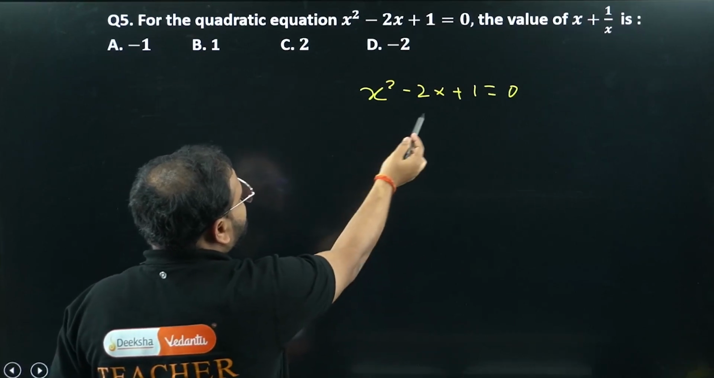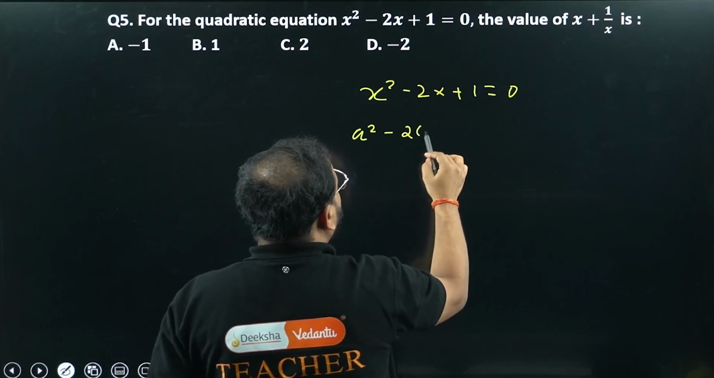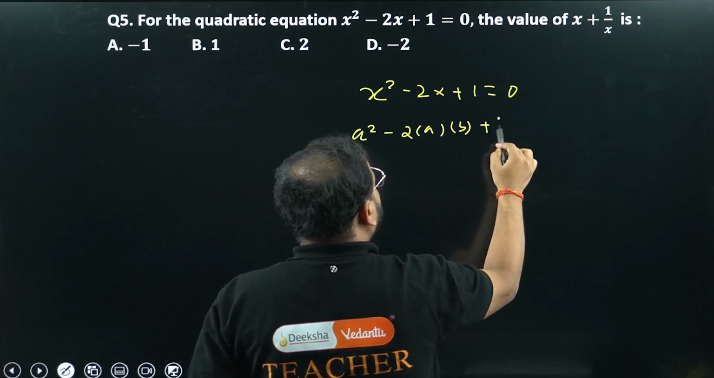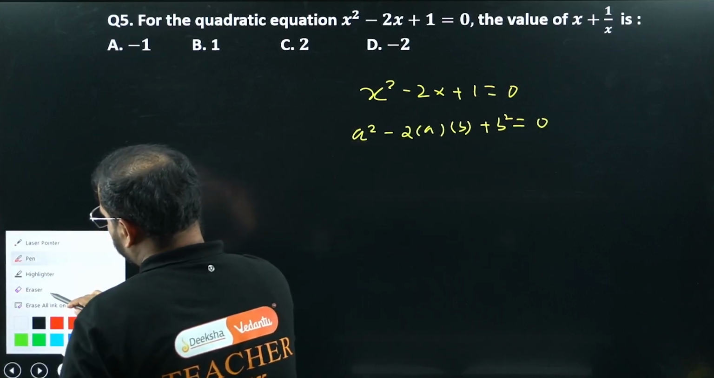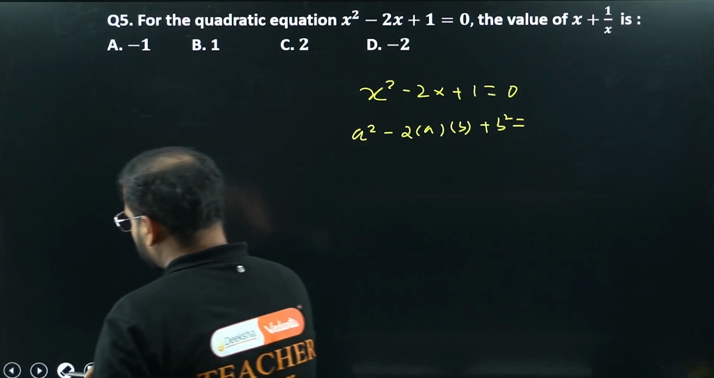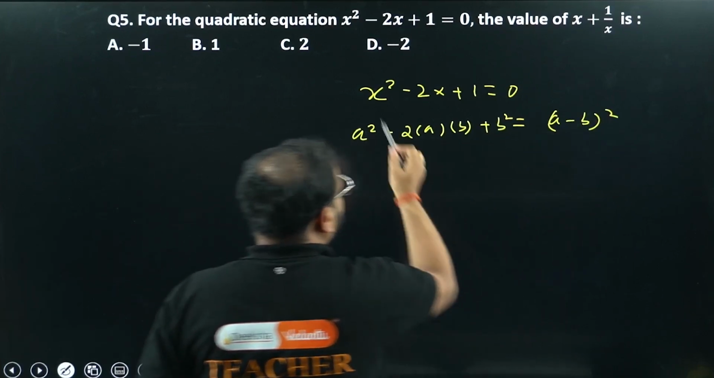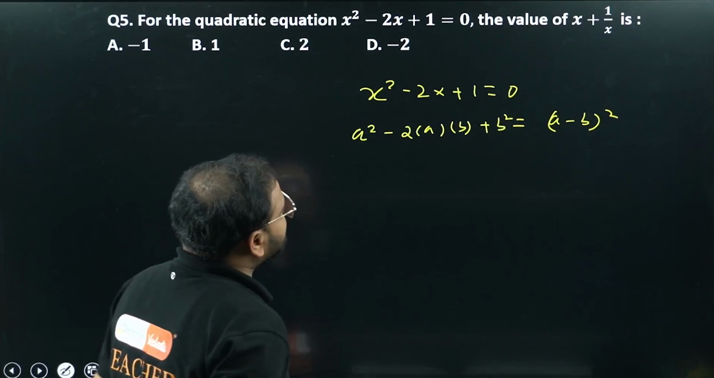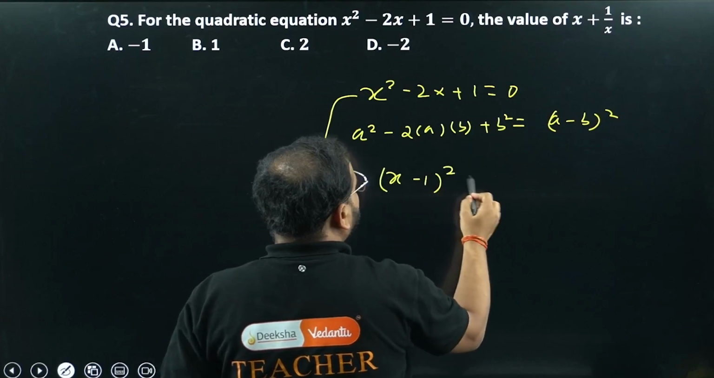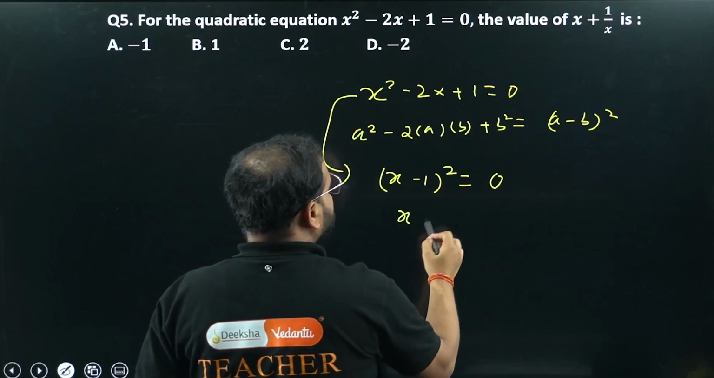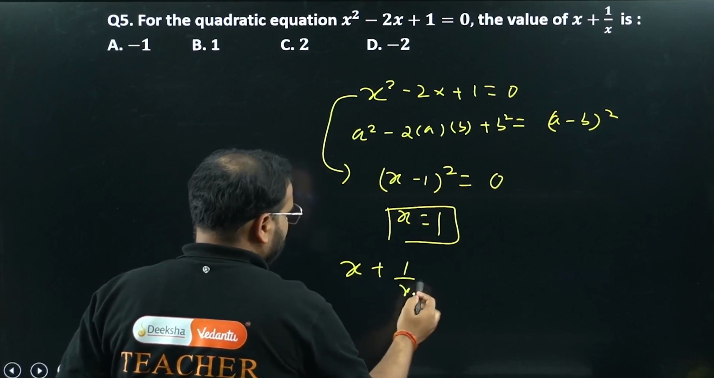This is the formula, right? a square minus 2ab plus b square equals a minus b the whole square. Compare here, a is x, b is 1. It means I can write this as x minus 1 the whole square equals 0. So x equals 1. We are looking to find the value of x plus 1 upon x.